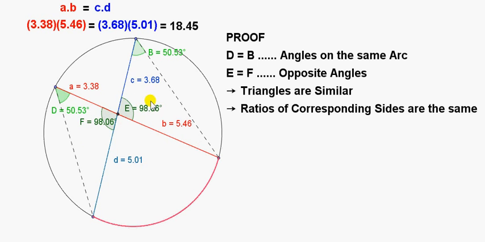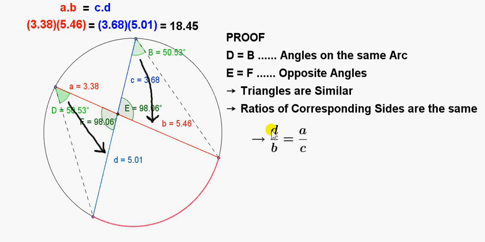Now, we know that if triangles are similar, then ratios of corresponding sides are the same. So let's look at corresponding sides. Let's look at the side opposite angle D. Well, the side opposite angle D is small d, and we need the side opposite angle B. So D and B are corresponding sides because they're both opposite the same angles. Angle D equals angle B. So if we take the ratio of these two sides, we get D over B, or we could write B over D. It doesn't matter, of course.